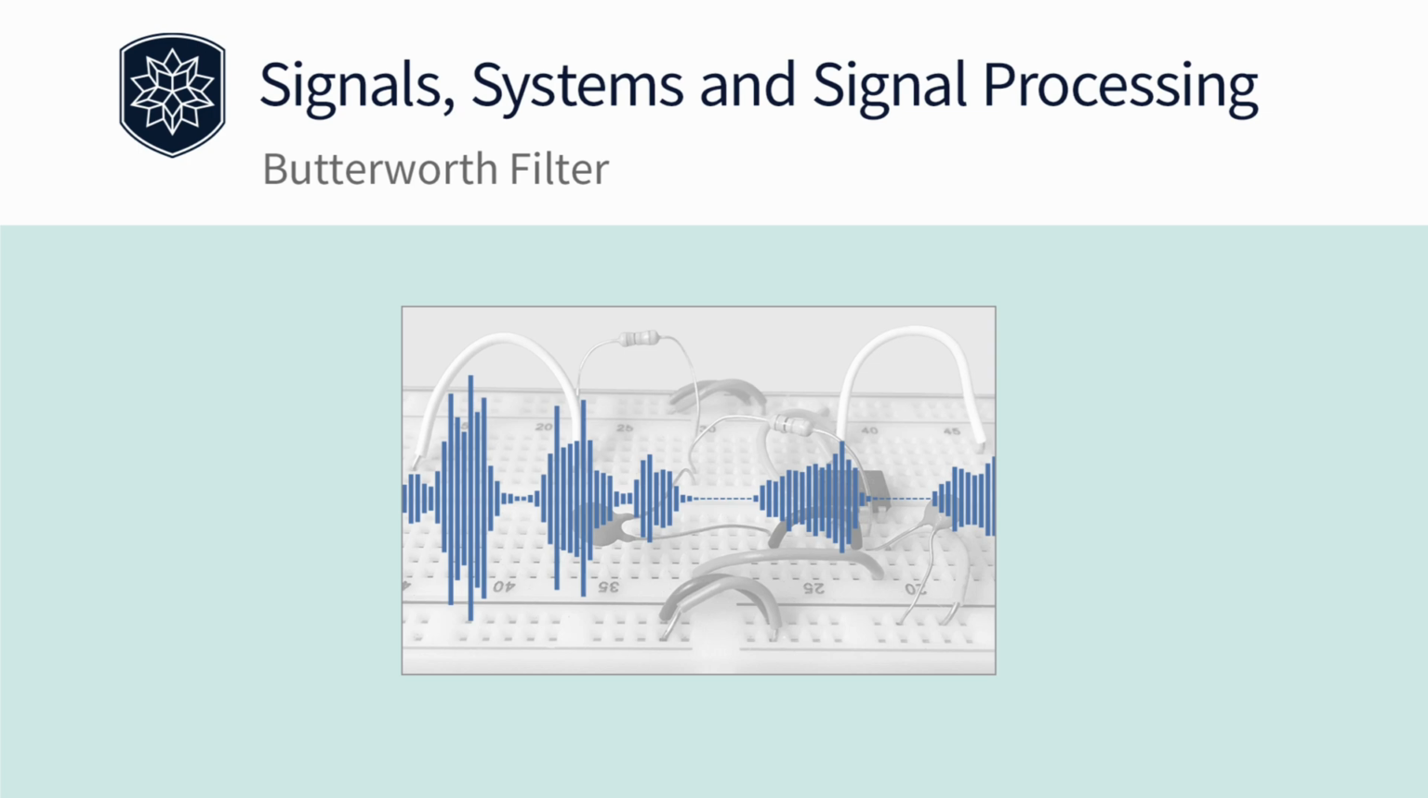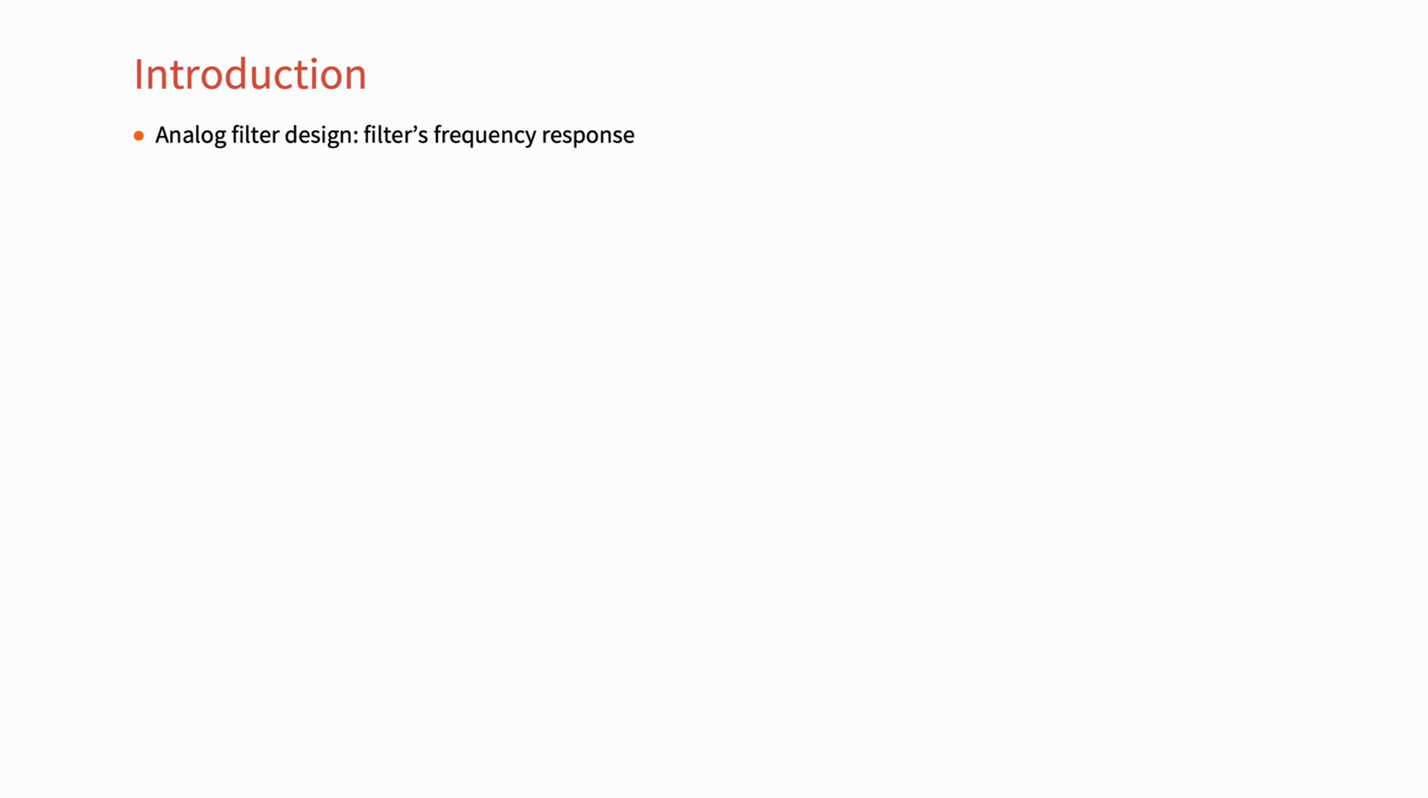This lesson will be on Butterworth filter. Analog filter design usually begins with the specification of the desired frequency response for the filter. And the filter specification usually requires the determination of the desired passband and stopband frequency ranges and the gains or attenuations in each of the bands. The specification is used to compute the transfer function of the desired filter.